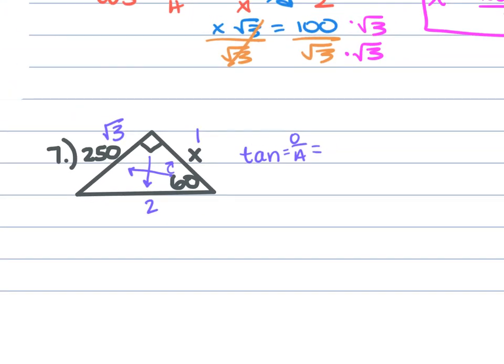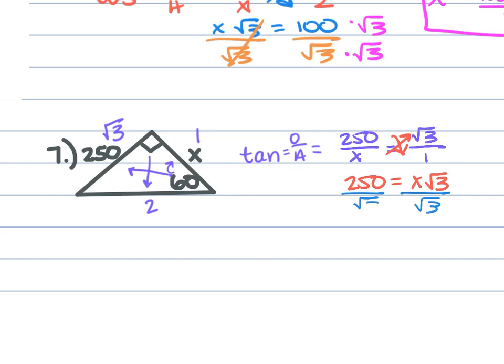Our opposite is 250. Our adjacent is x. The 250 also goes with the square root of 3, and the x goes with 1. So we're going to cross multiply with these, and we're going to have 250 is equal to x square root 3. We divide each side by the square root of 3. We rationalize that denominator, so we multiply the top and the bottom by the square root of 3. And we're going to have x is equal to 250 square root 3 over 3.